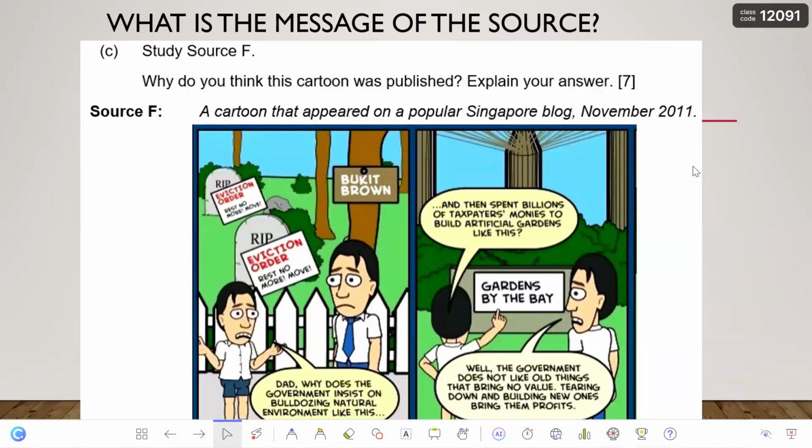Okay, so as the example, we're going to look at this particular pictorial source, okay? So you can pause here if you want to really study the details of the source, okay? So the question is, study this source, source F. Why do you think this cartoon was published? Explain your answer.